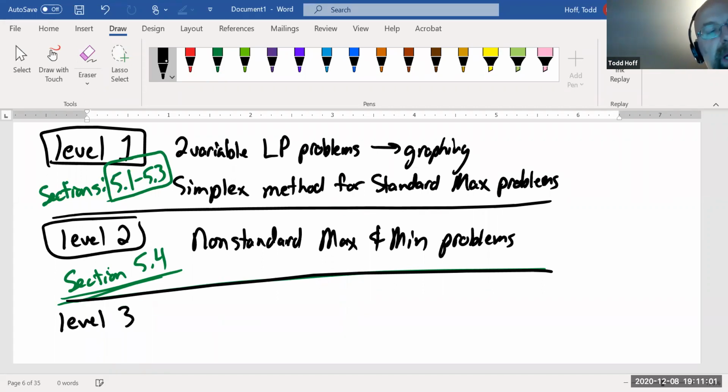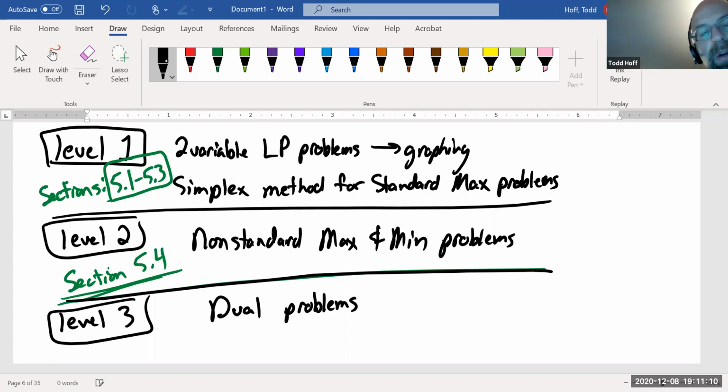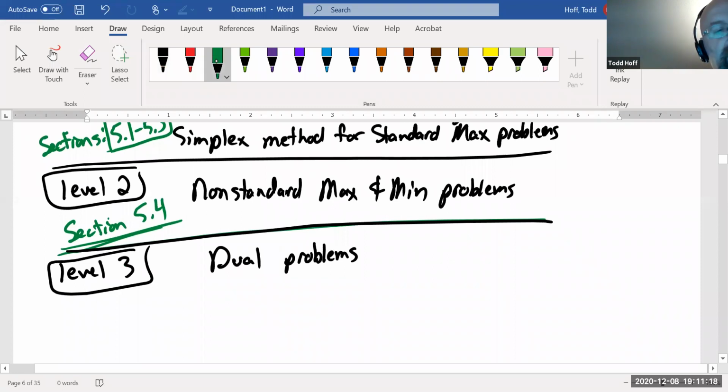And then the third level, level 3, is something called dual problems, where we have to convert a maximization problem into a minimization problem in order to complete it, or the other way around. This is, of course, section 5.5.